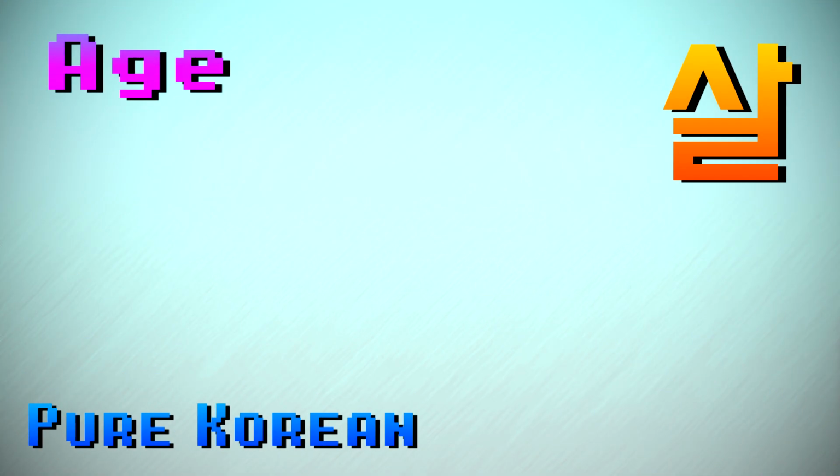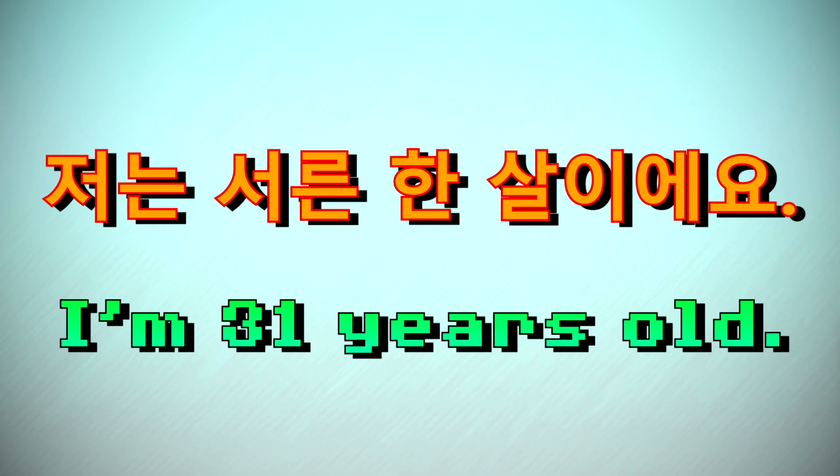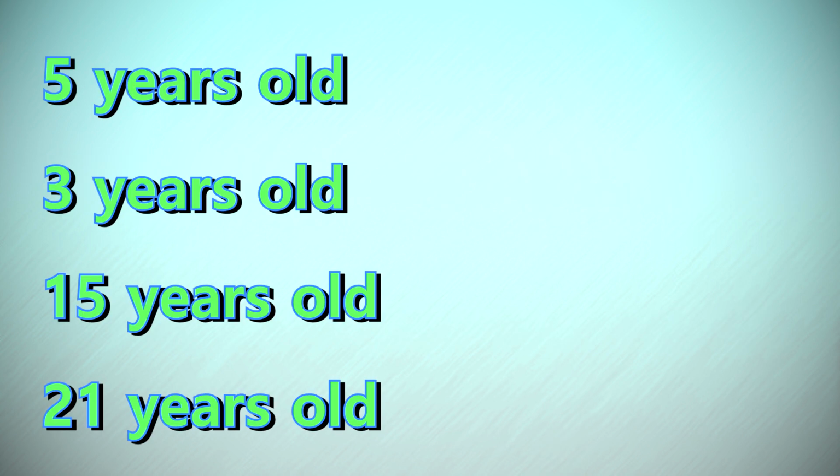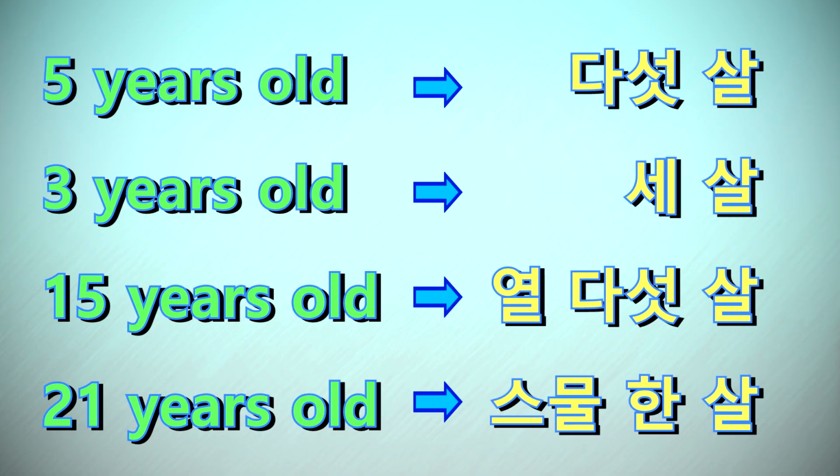You can count a person's age with pure Korean numbers and the counter 살. So if you're 31 years old, you can say 저는 서른한 살이에요. I'm 31 years old. Practice by translating these examples on your own. You can pause the video here. Here are the answers. 다섯 살, 세 살, 열다섯 살, 스물한 살.